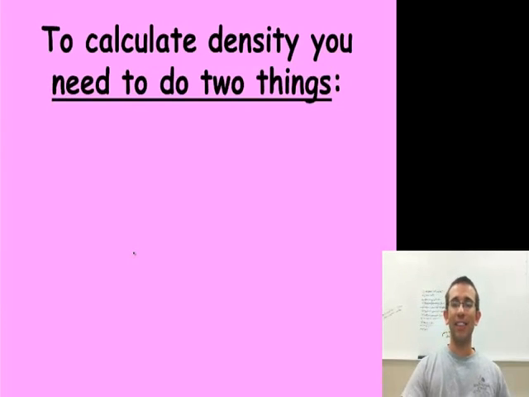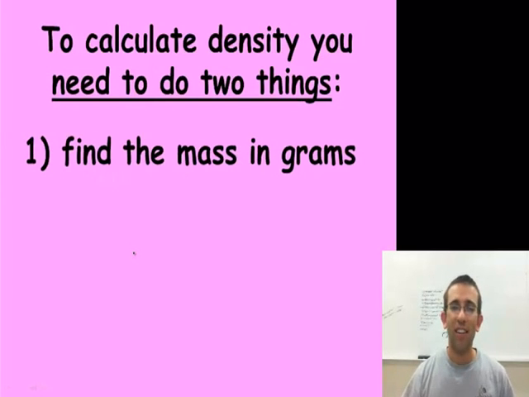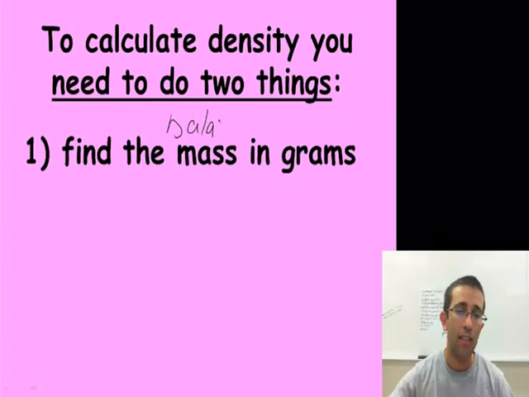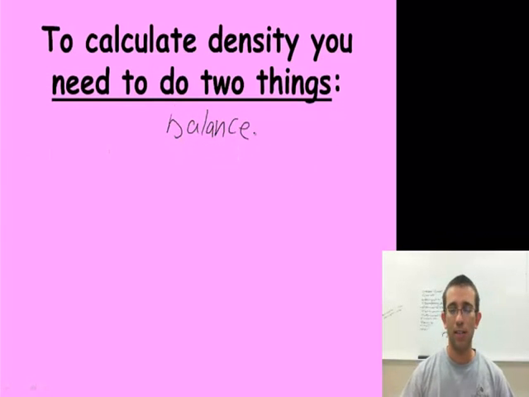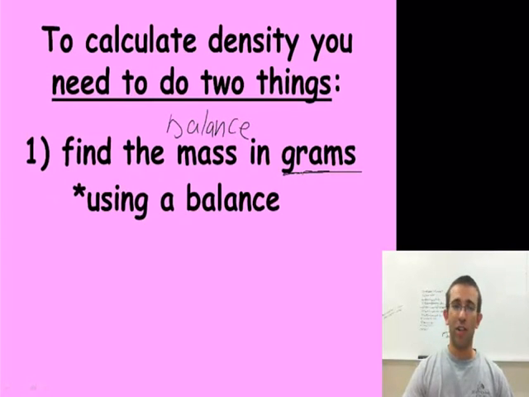So to calculate density, you need two things. Thing number one, find the mass in grams. Whatever item you have, you need to find the mass of it. And how do we find the mass of something? Well, we put it on a balance. So make sure you find the mass in grams. Let's underline that one. In grams, big time importance. There it is, using a balance.